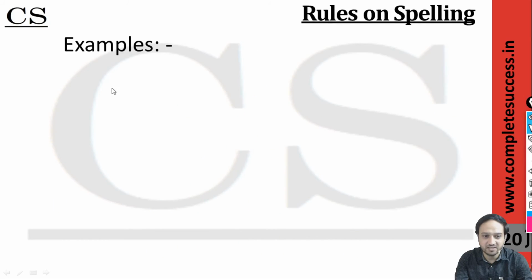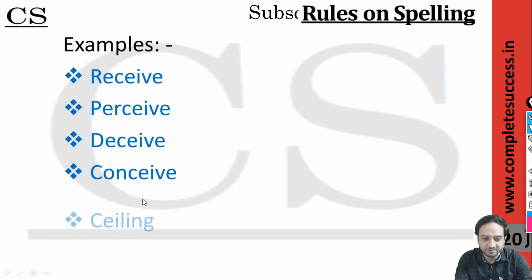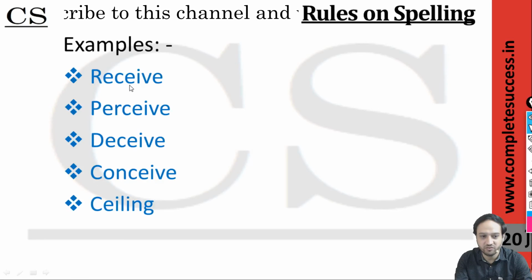So we'll take some examples. In receive, after C we have used EI. So the word is R-E-C-E-I-V-E. Perceive, P-E-R-C-E-I-V-E. Deceive, conceive, ceiling. So in all such cases, after C we have used the pattern EI.